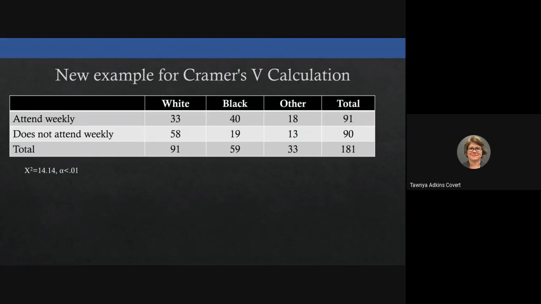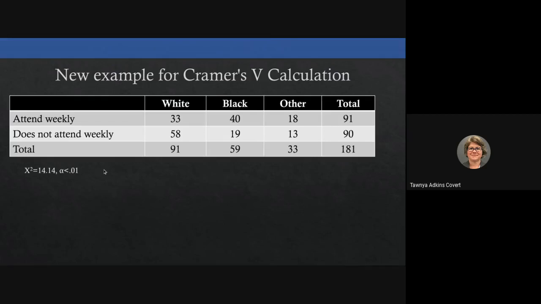So here we have the example again of religious attendance, but instead of using sex, because we needed something asymmetrical where we had more of one, we have 3 columns for race here and 2 rows for weekly attendance or not weekly attendance. Because we are dealing with a rectangle, we have more columns in our independent variable than we have rows in our dependent variable. We can run Cramer's V for our calculation.